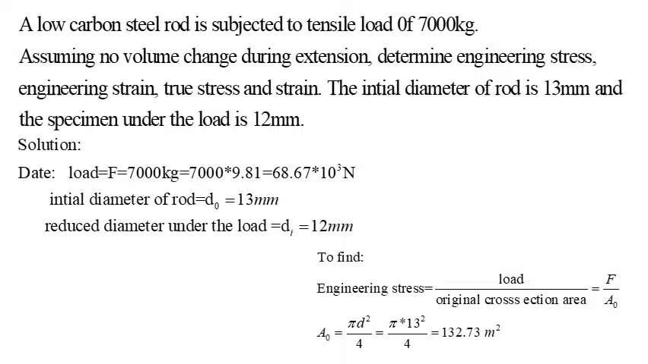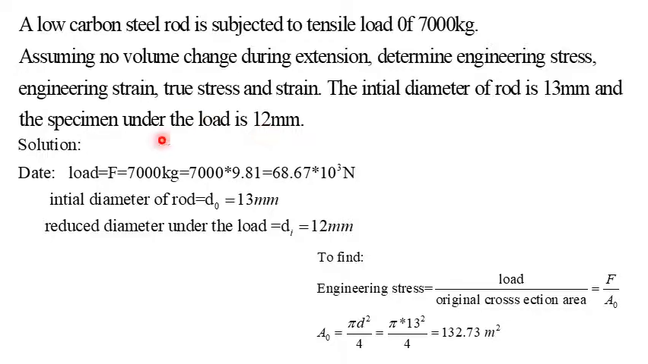To understand that, let's take an example. A low carbon steel rod is subjected to a tensile load of 7000 kg, assuming, this is very important, no change in volume, that is A naught L naught will be equal to Ai Li. Determine engineering stress, engineering strain, true stress and true strain. The initial diameter is 13 mm and the specimen under the load has a diameter of 12 millimeter.